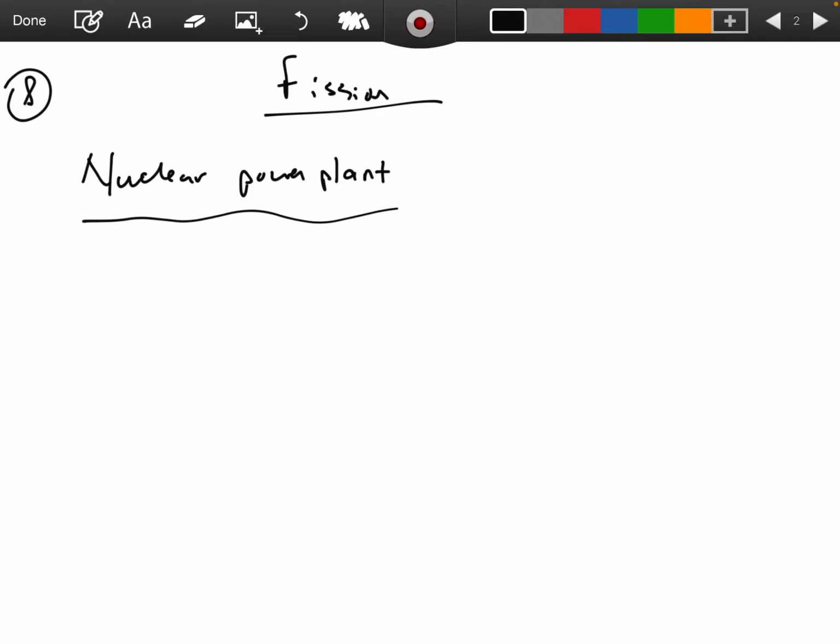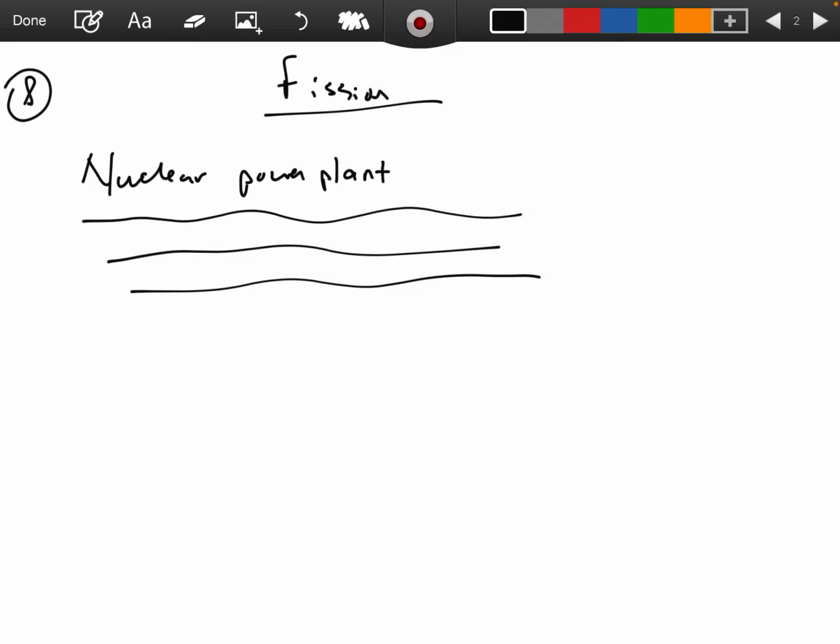So you're going to write something along the lines of, because uranium-238 must implode to create an atomic explosion, you cannot have an atomic explosion at a nuclear power plant. However, you can have a runaway chain reaction, which could cause a meltdown or a chemical explosion. So you want to put all that into your writing there, okay?